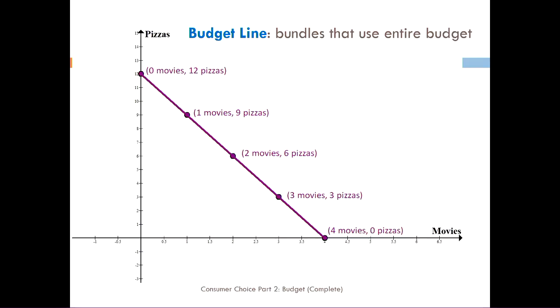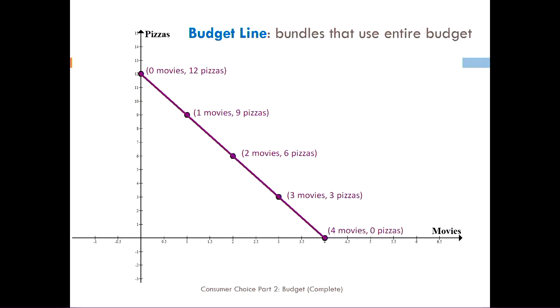Now, I'm going to get ahead of myself just slightly here. In the next lecture slide, we're going to say what we're going to choose. And the answer is, the consumer wants to choose among all the affordable bundles, the one that's most preferred. That makes sense, right?